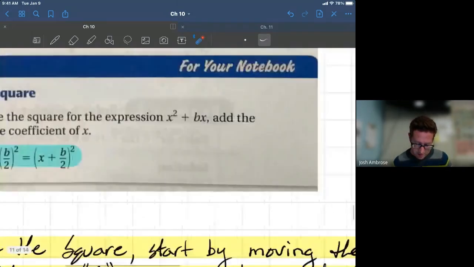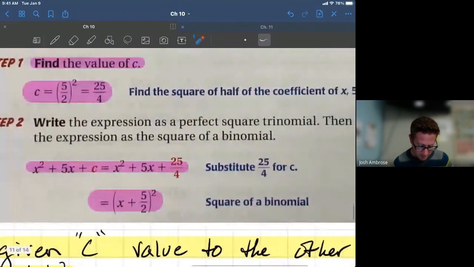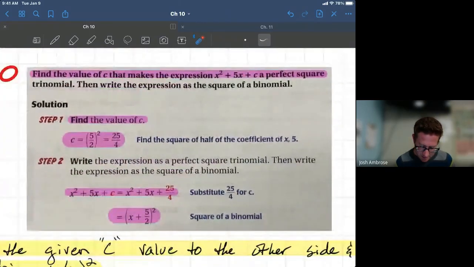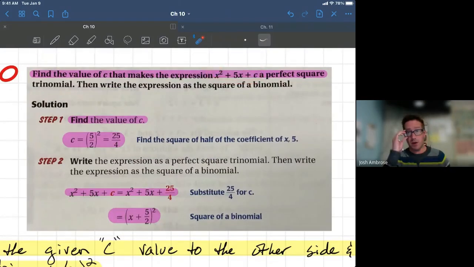All right, so let's take a look at an example problem where they're going to say find c. This is what you're given. This is the important piece right here, x squared plus 5x plus c. So you have to write down what's highlighted. That's going to be the important part here for the example problem. So x squared plus 5x plus c. We don't know what c is. We have to create c so that it becomes a perfect square.